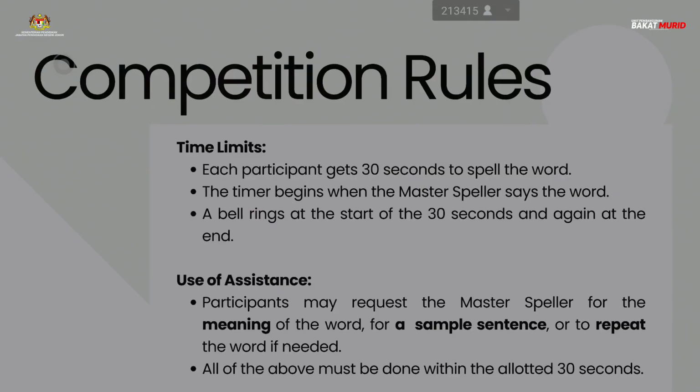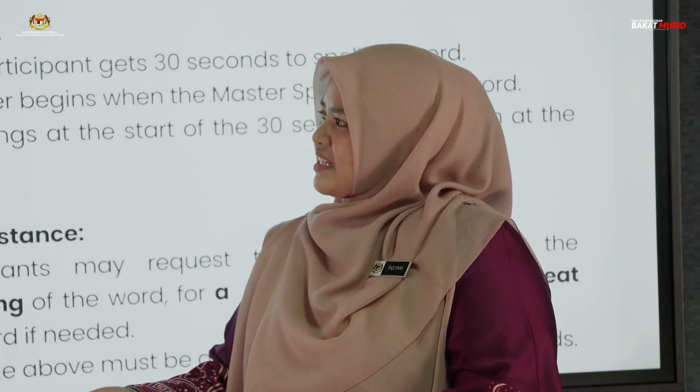So we have 3 things that the students can ask the master speller for, to give some clues or help. This is what we call assistance. The first one is they can ask for meaning. Train them to ask for meaning for better understanding of the word that they will spell. For example, meaning please.